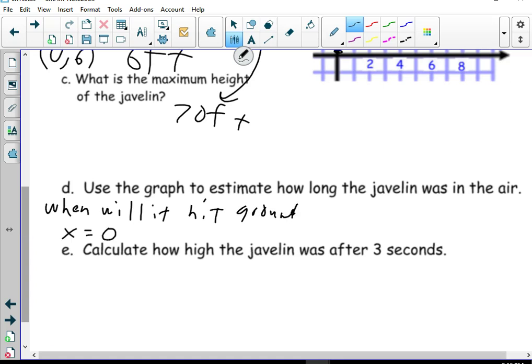In other words, when will y be 0? When will the height be 0? When will it hit the ground? Stick in the ground.